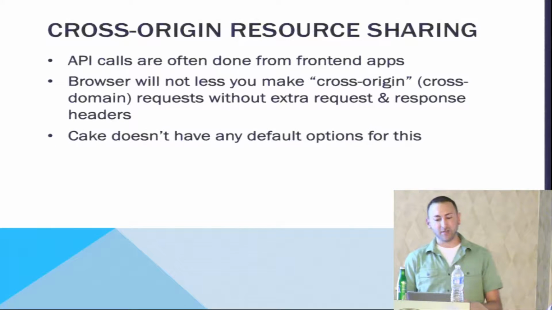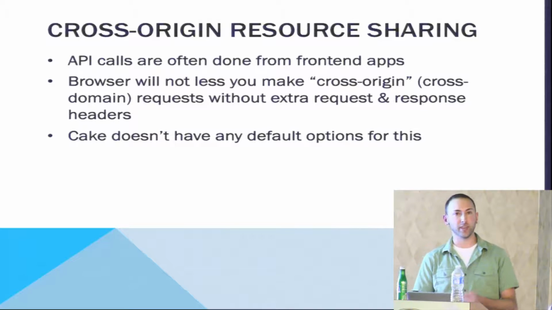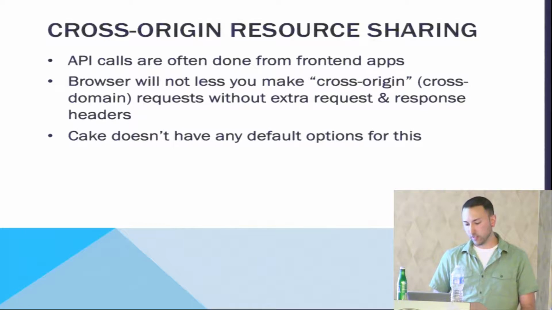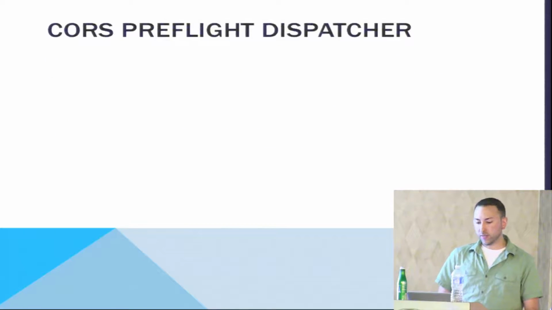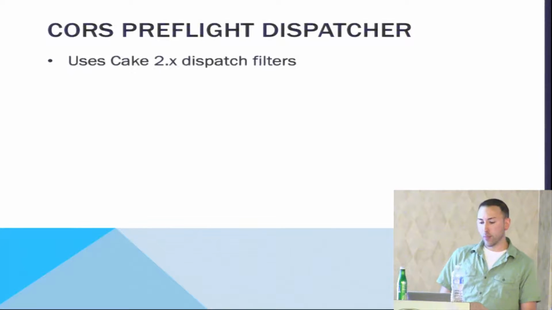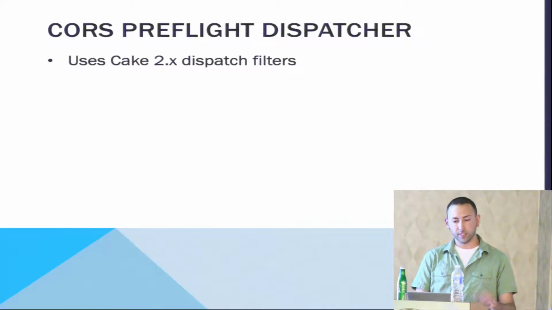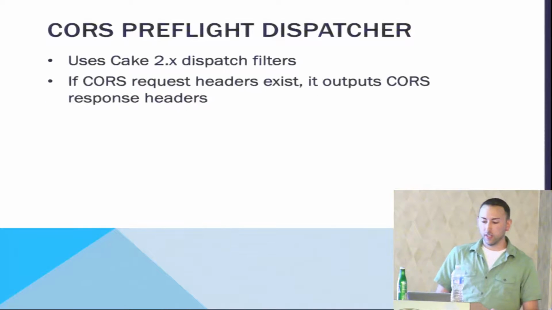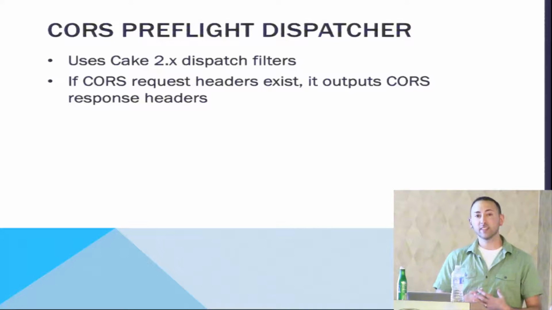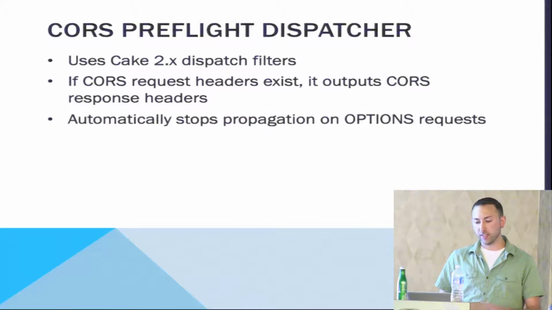So Cake doesn't have any default options to handle CORS. So what we did is we developed a dispatcher. It uses the Cake 2 dispatch filters. Essentially, if a CORS request header comes in, we give them back the CORS response headers back. And it's that simple. The front-end app just accepts that, and you're allowed to go cross-domain.